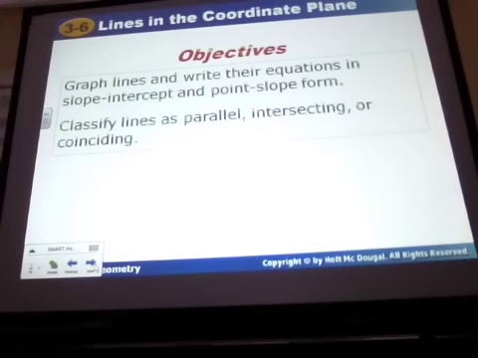Okay, today we're going to start the first flipping of Miss McCrory's geometry class. We're going to talk about lines in the coordinate plane. We're going to graph lines and write their equations in slope-intercept and point-slope form. Classify lines as parallel, intersecting, or coinciding.